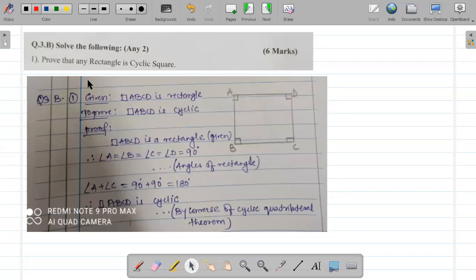So we start with the given thing that it's a rectangle. Therefore we can say that angle A equals angle B equals angle C equals angle D. All the angles are 90 degrees. This is the property of a rectangle. And then by just adding any two opposite angles, we can say that the sum is 180. Therefore this is cyclic. Okay.